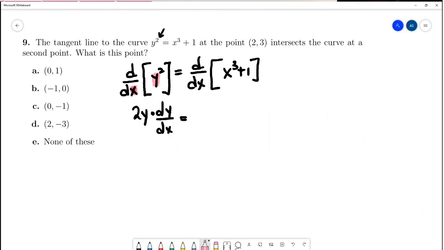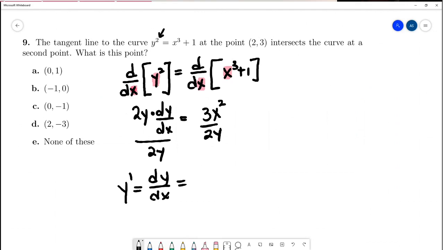On the right-hand side, the variables do match, so I'll calculate my derivative in the straightforward way. Derivative of x cubed is 3x squared. Derivative of a constant is 0. I can solve for the derivative by dividing by 2y on both sides, and now I have dy/dx, or if you want to think of this as y prime, being 3x squared over 2y. So this allows me to get the slope of the tangent line at the point that we're interested in.